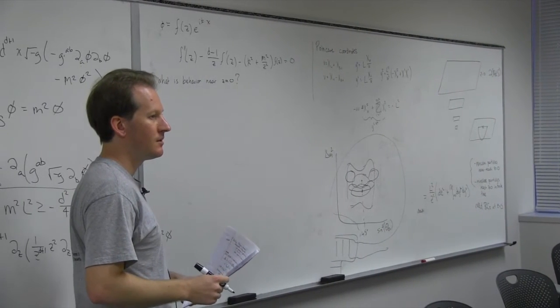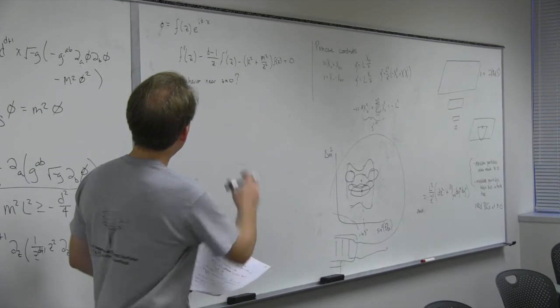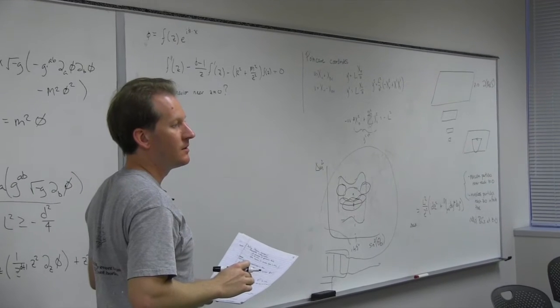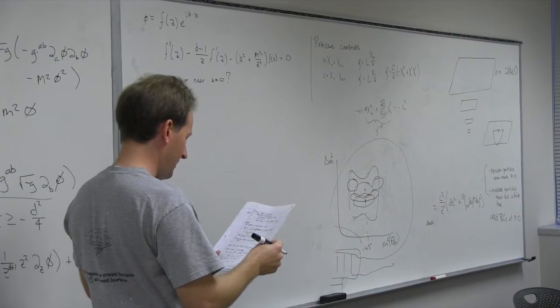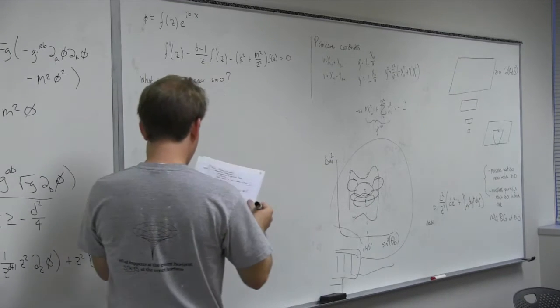Yes? Sorry, I'm confused. Where is the second derivative in the equation? Here, double prime. Oh, it's double prime. Yeah. Is that clear now? Okay. I can try and write a little bigger.